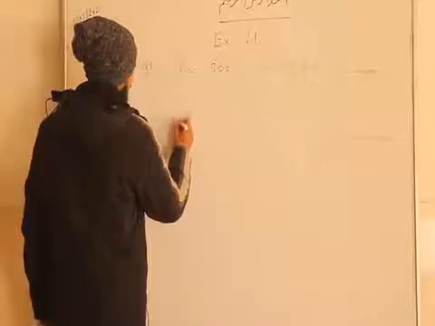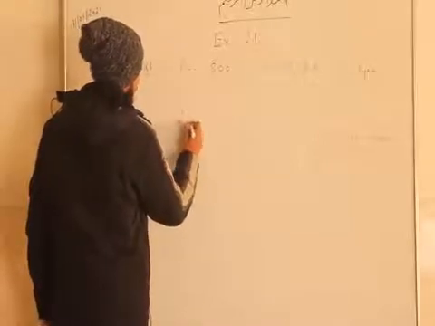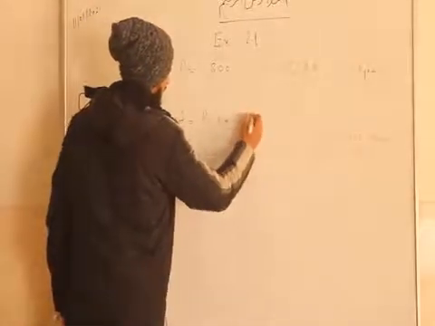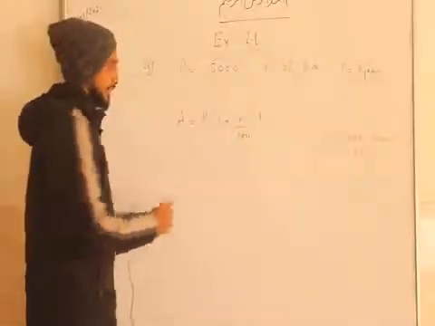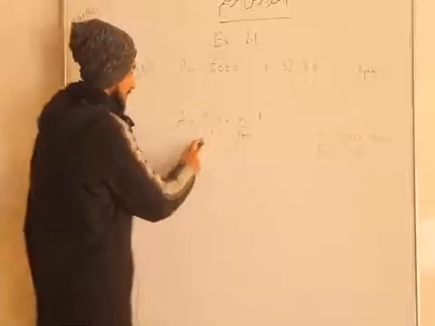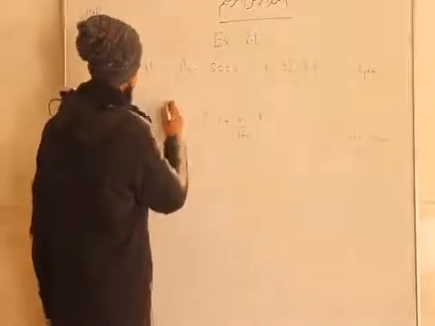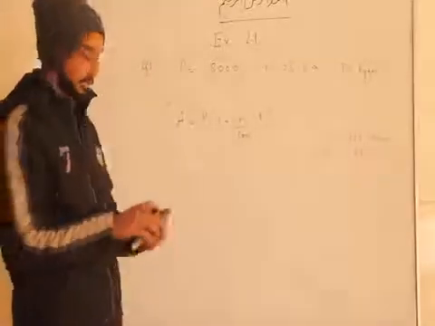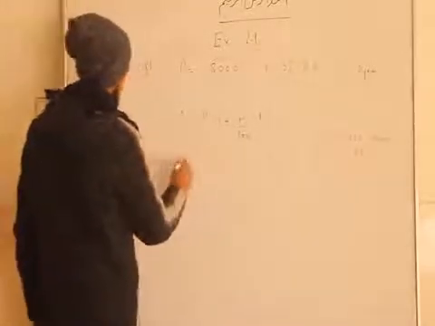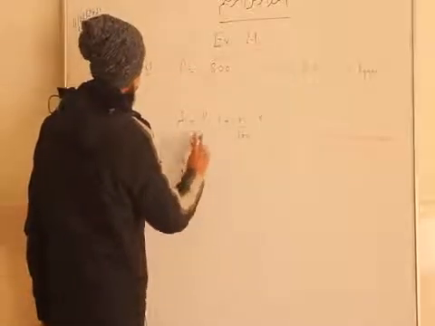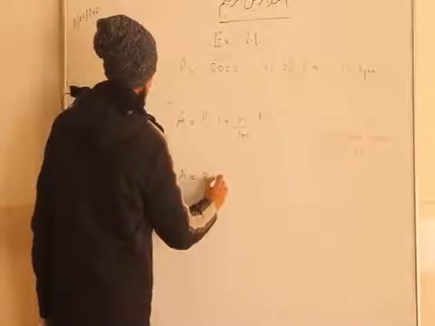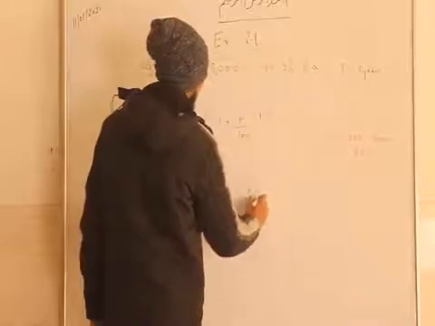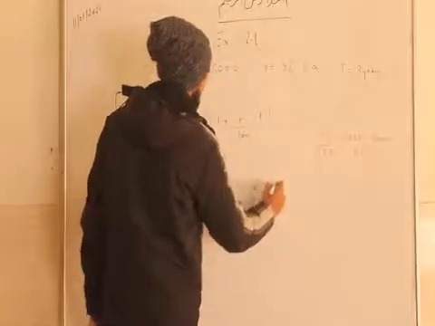The direct formula to calculate the final amount is: amount equals P times (1 plus R by 100) to the power T. T is the time period here, R is the rate of interest, and P is the principal. So this is the direct formula by which we can calculate the final amount. See, this amount equals principal, 1 plus rate of interest, 5% per annum, so it will be 100 here, and the time period is 2 years.